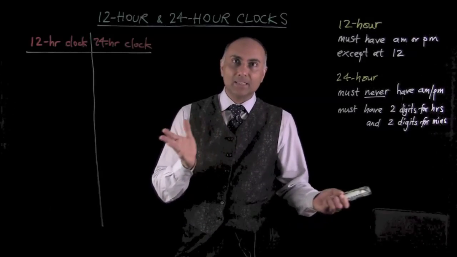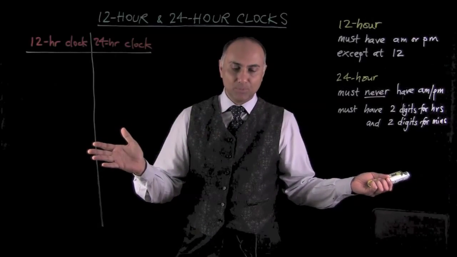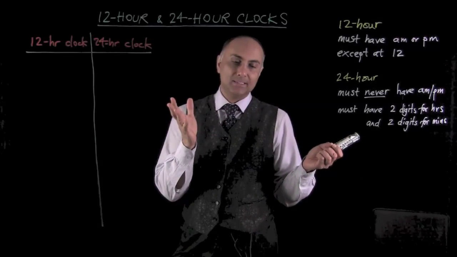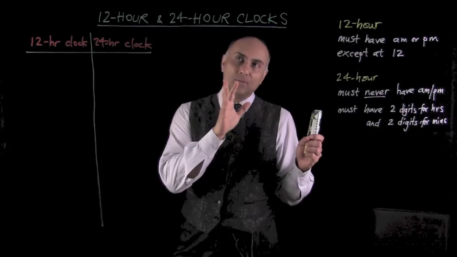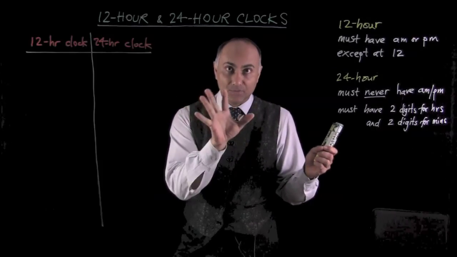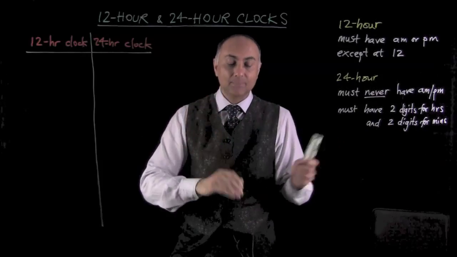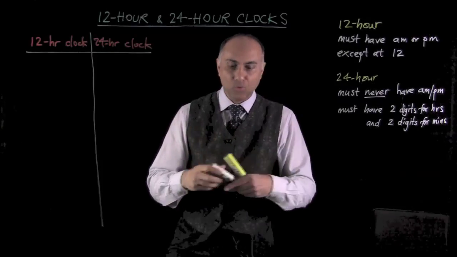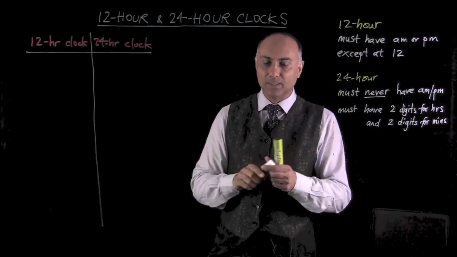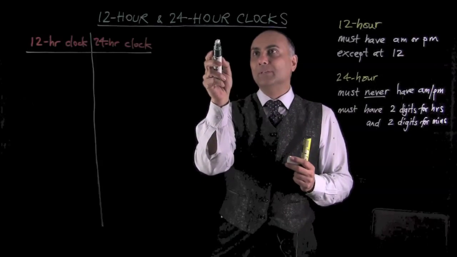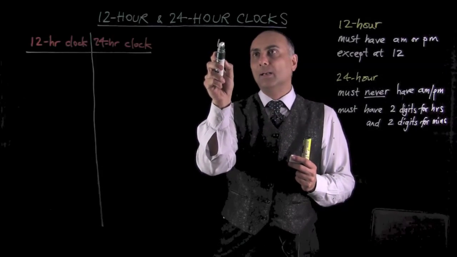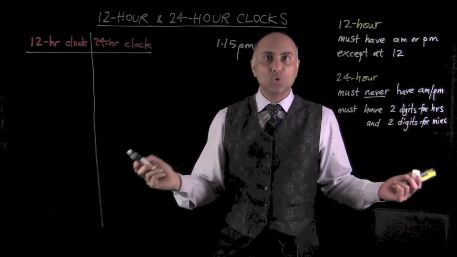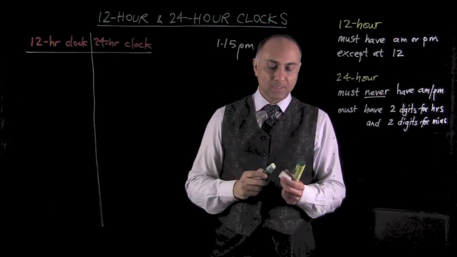Well, let's just take a time of day, for example. So let's suppose that the time right now is 1:15 in the afternoon. Now, if we were writing that in the 12-hour format, remember we're not writing it in words, we're writing it in numbers, we would call that 1:15 p.m., 1:15 in the afternoon.